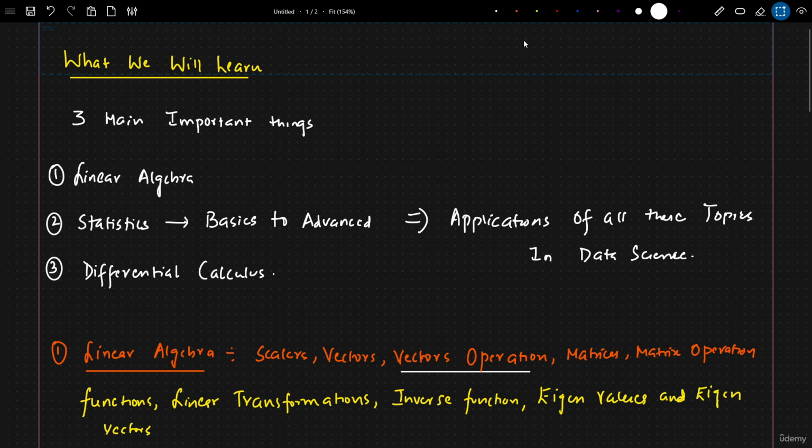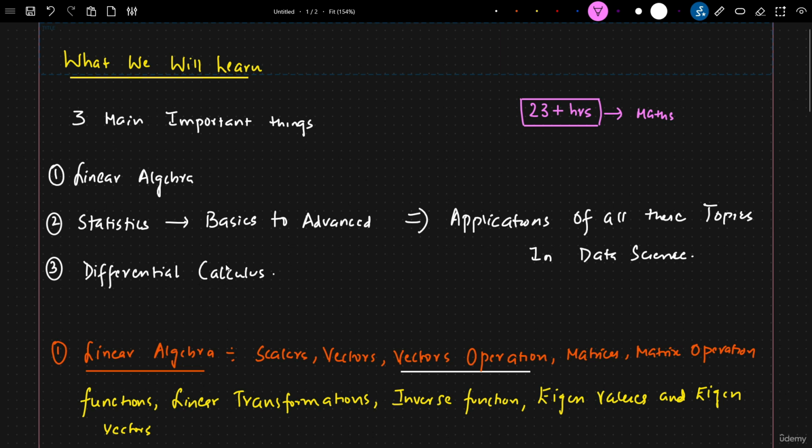Just to give you a brief idea about this entire course, the course content is more than 23 plus hours, right? And it involves all the maths that is required before you probably start data science. Here we are going to cover three main important subjects. One is linear algebra. The second one is statistics, completely from basic to advanced. And then we are going to understand about differential calculus.